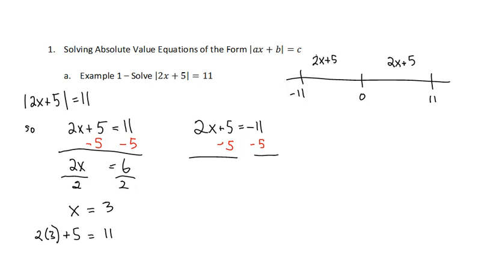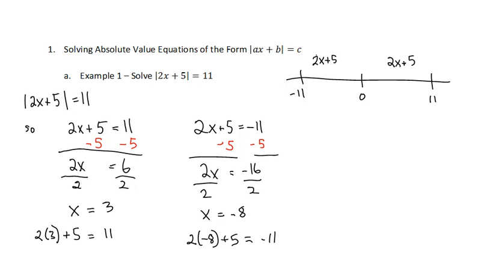In the second equation, again, we subtract 5 from both sides. We end up with 2x equals negative 16. We divide both sides by 2. We then get x is equal to negative 8. And when we substitute negative 8 into the expression 2x plus 5, we see that it equals 2 times negative 8, which is negative 16, plus 5, which is negative 11, also giving us a number that is 11 units away from 0 on the number line.